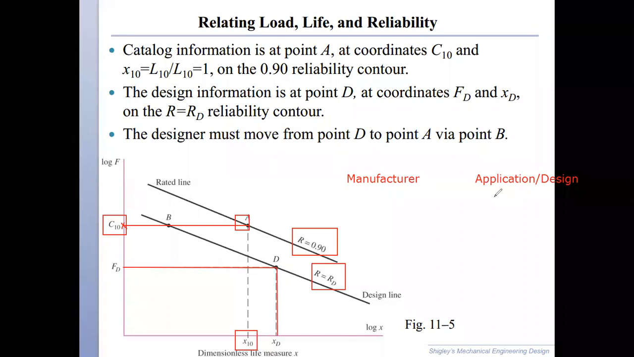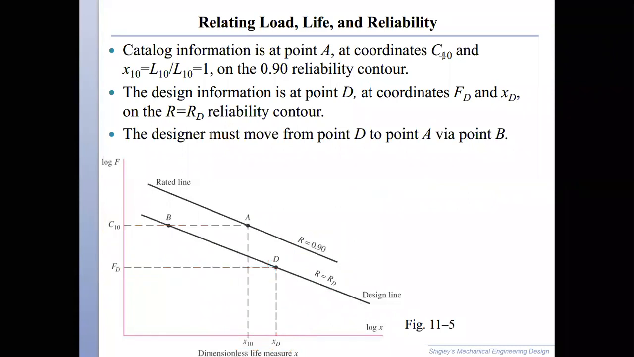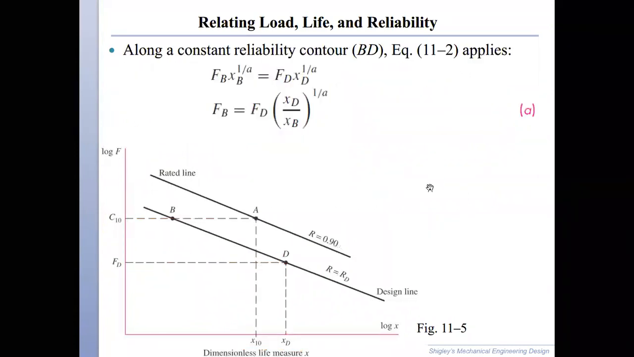Theek hai ji. Now, when I talk about my own reliability, I have my own load and my own reliability, so I should end up with my own life for that. Samajh aa rahi hai baat? Any doubt? I can choose another reliability value, and with that reliability value, if I take FD, I'll have another XD. Samajh aa rahi hai baat? Yes sir. So with this, I get the relationship between reliability, load, and life. So that comes out to be okay, along a constant reliability line.